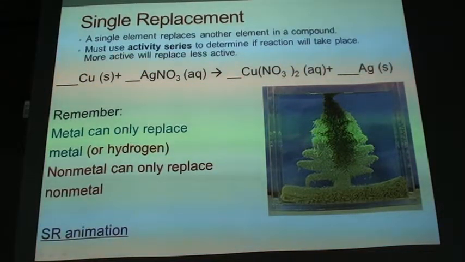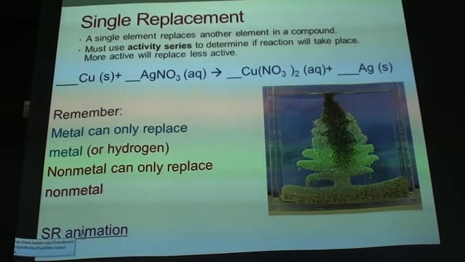This is something we do in AP Chem. I started out with a piece of copper wire. Everybody know what copper wire is? I dipped it into a solution of silver nitrate. What you have here is the silver on what's left of the copper wire, and the ions floating around in the solution are copper ions and nitrate ions.